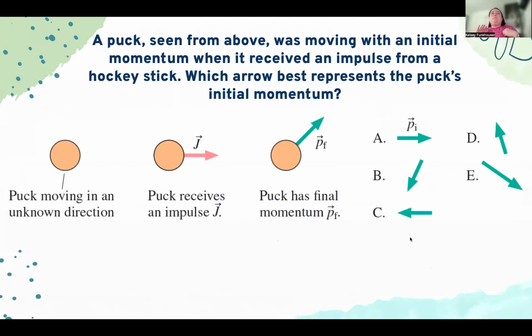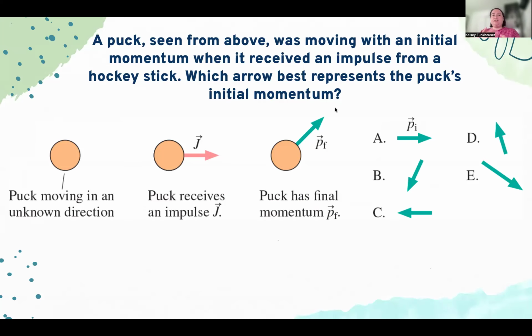So now I have a question I want you to try and do on your own, but let me read it to you. A puck seen from above was moving with an initial momentum when it received an impulse from a hockey stick. Which arrow best represents the puck's initial momentum? So initially the puck is moving in some direction, then it receives this impulse to the right, and then its final momentum is pointing up and to the right. So we want to figure out what the initial momentum was.